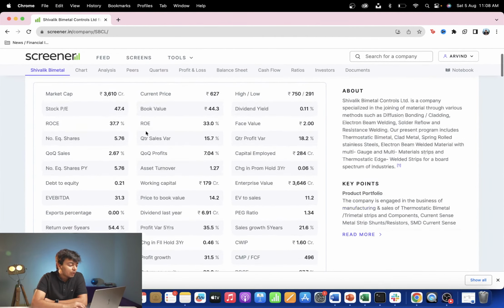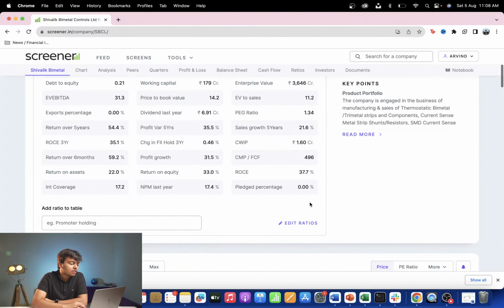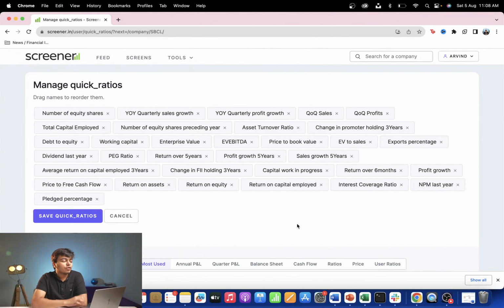Now the good part about screener.in is you can always edit these ratios. Right now these are the ratios that I have created for Shivalik Biometals. In a similar way, you can delete some of the ratios that you feel are not important, and you can add a few ratios which you feel are important for you.